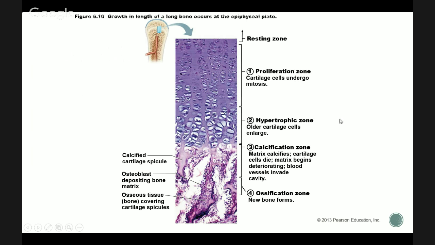Did you get the second term? You got growth, right? Yes. Okay, so talking about the epiphyseal plate. So what's happening here now? Now I want you to see where we are, and where we are is here in the growth plate.